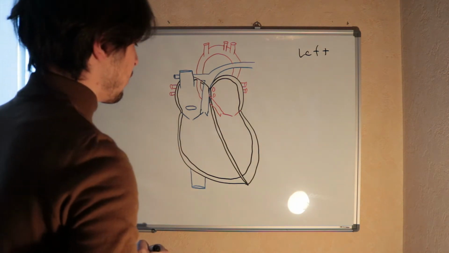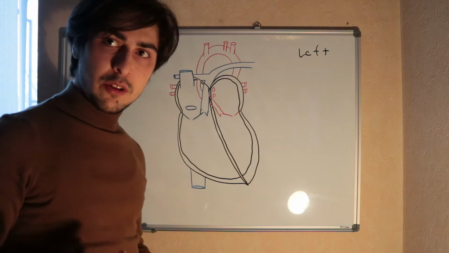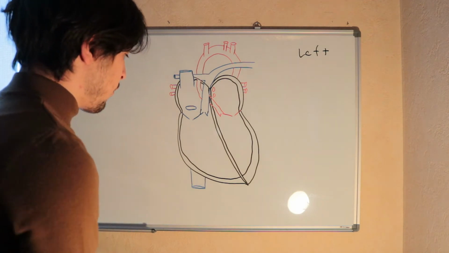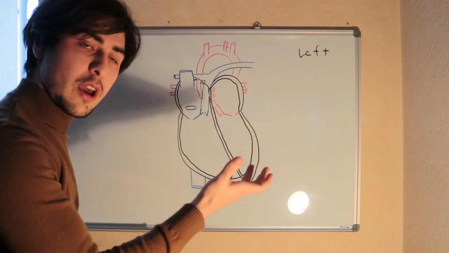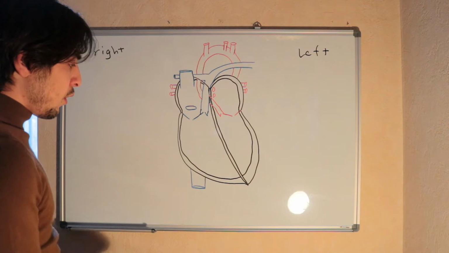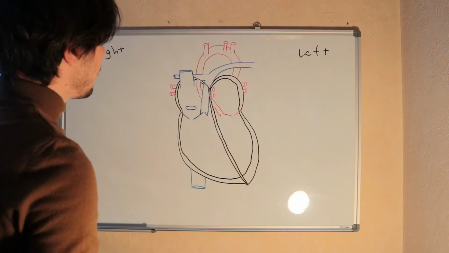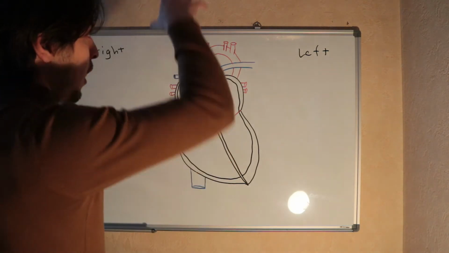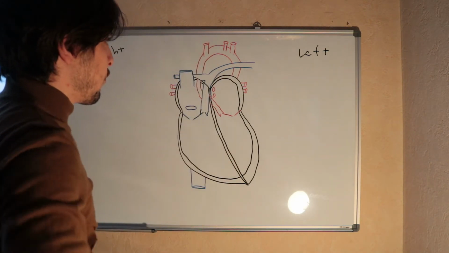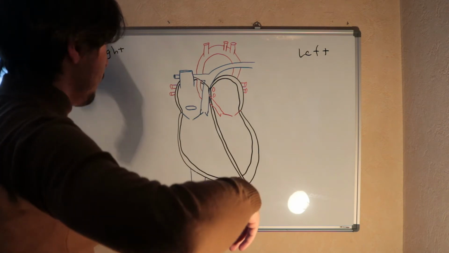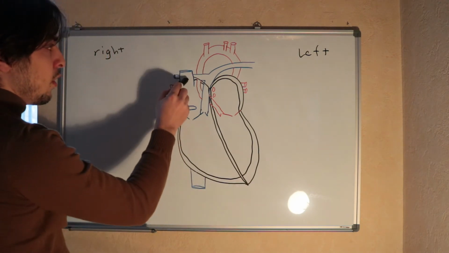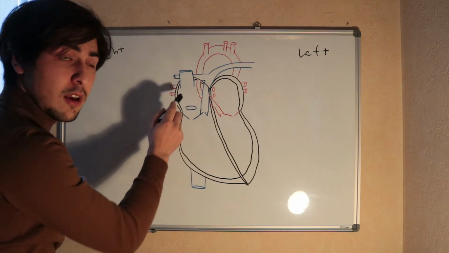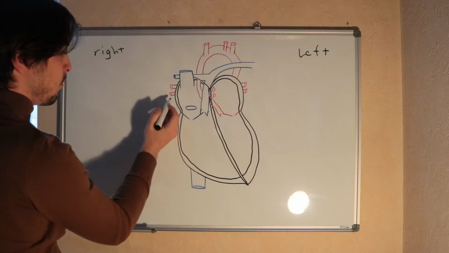So to start the blood flow, the deoxygenated blood, the blood that is not rich in oxygen, comes from the lower limbs and from the trunk through the inferior vena cava. And the deoxygenated blood that comes from the upper part of the human body, from the head and neck and upper limbs, comes through the superior vena cava. And both end here in the right atrium.